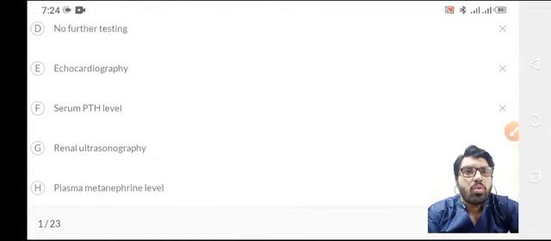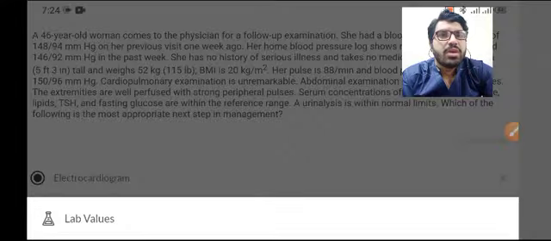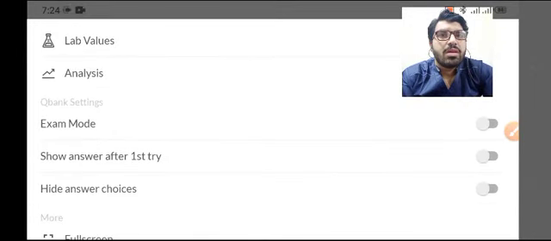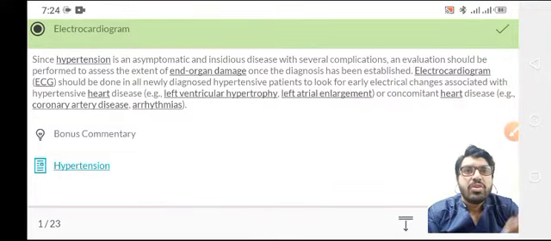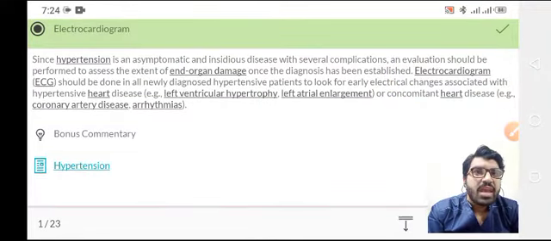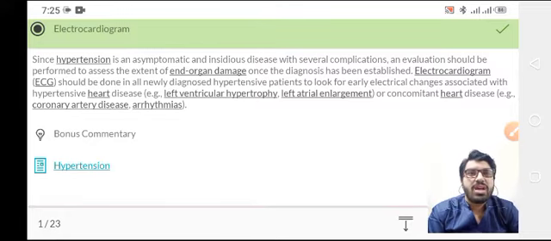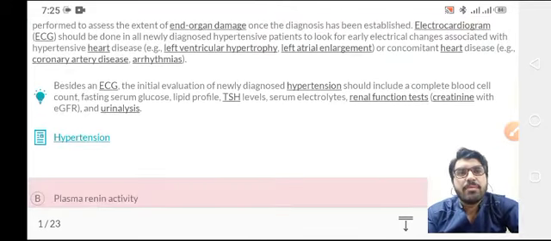So the answer over here will be electrocardiogram. Why electrocardiogram? Because we have to look for the end organ damage. Since hypertension is an asymptomatic and insidious disease with severe complications, an evaluation should be performed to assess the extent of end organ damage. Once diagnosis has been established, an electrocardiogram should be done in all newly diagnosed hypertensive patients to look for early electrical changes associated with hypertensive heart disease, such as left ventricular hypertrophy, left atrial enlargement, and concomitant heart disease, coronary artery disease, or arrhythmia.